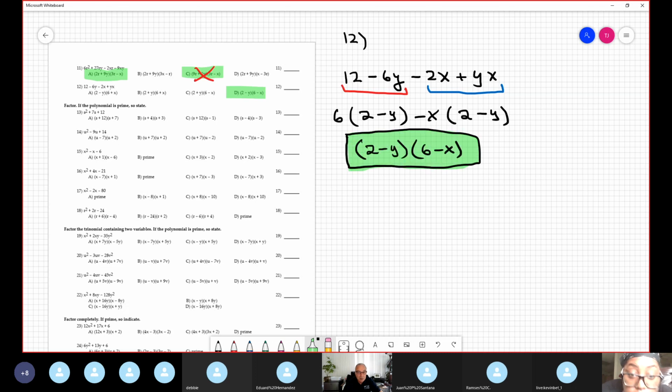D is correct. Okay. So far, you understand very well factorization by grouping. Let me summarize a little bit. We studied the number one technique, which is GCF. So you find the GCF and factor out the GCF. And the second one is by grouping.